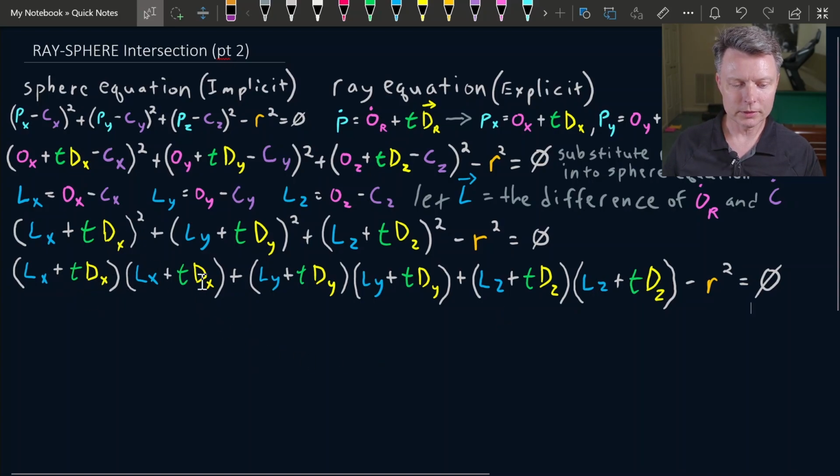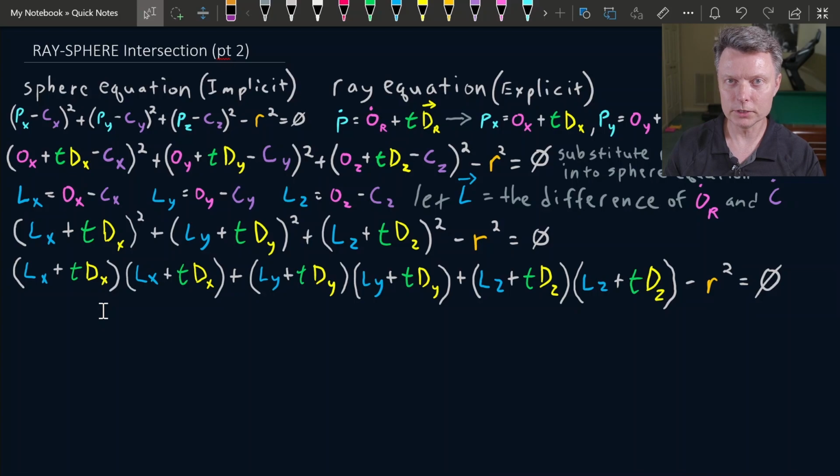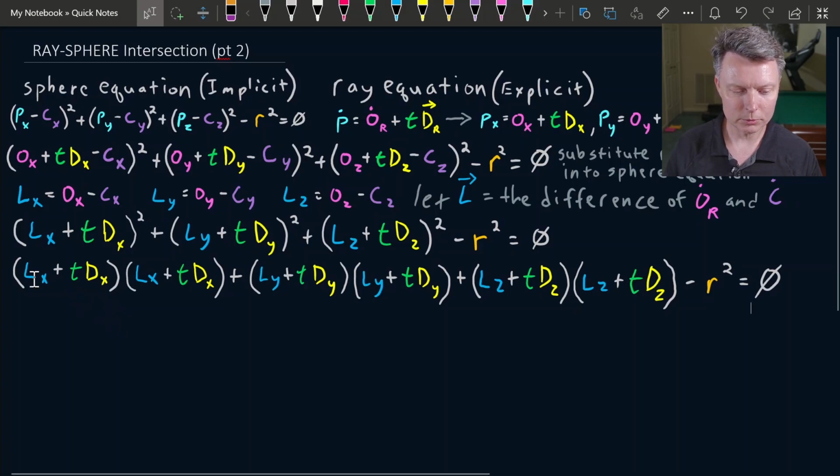Now we have to distribute these terms. So when you have two sets of parentheses with terms in them that you need to multiply together, you can do what's called the FOIL method. And the FOIL method, which is FOIL, stands for first terms, outer terms, inner terms, and last terms. So that means we're going to do first terms, this Lx times Lx, plus outer terms, so Lx times T dx, plus the inner terms, which is T dx times Lx, and then finally plus the last terms is T dx times T dx. So this line I'm about to write is the longest one.